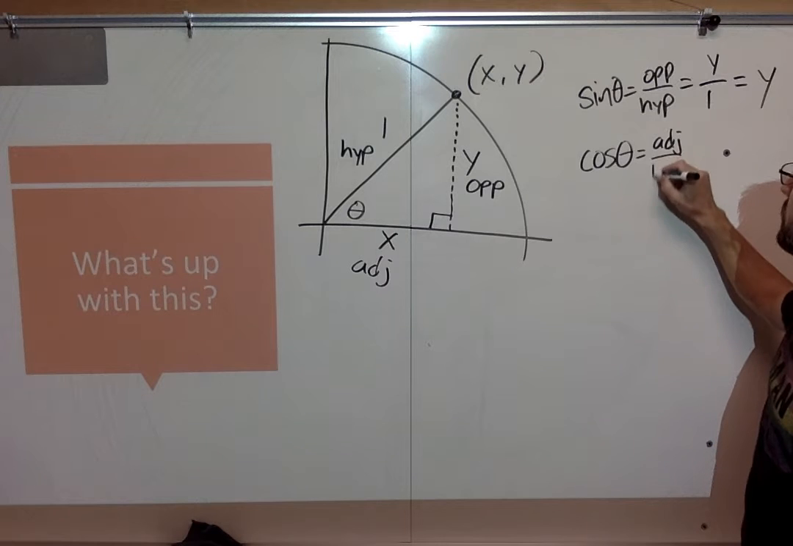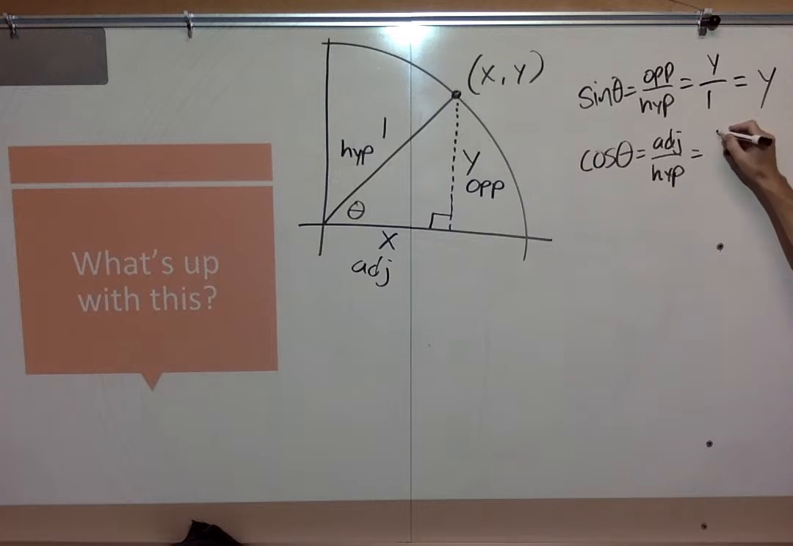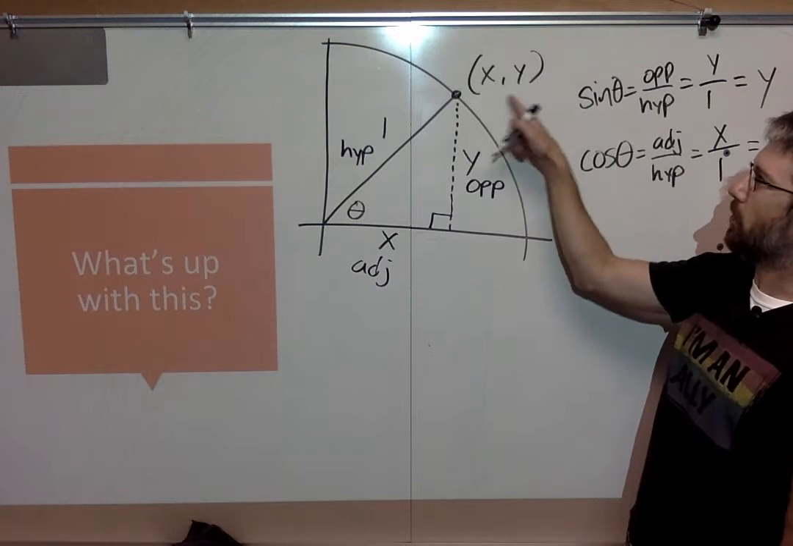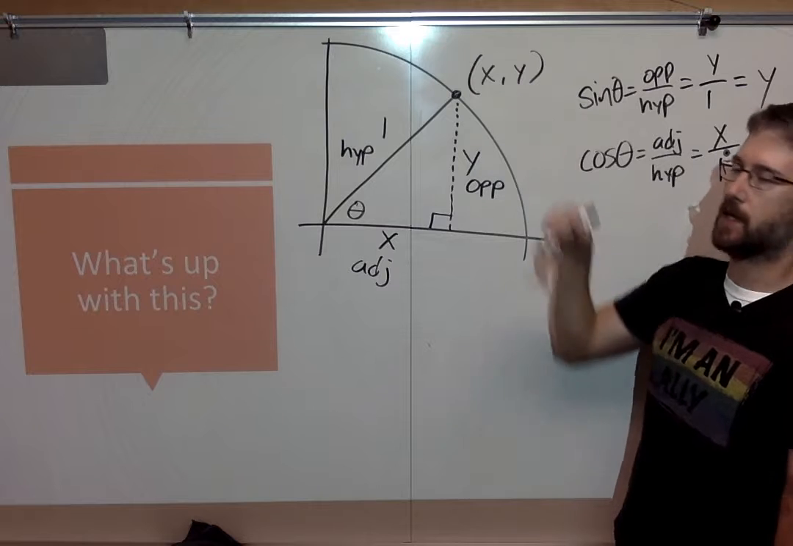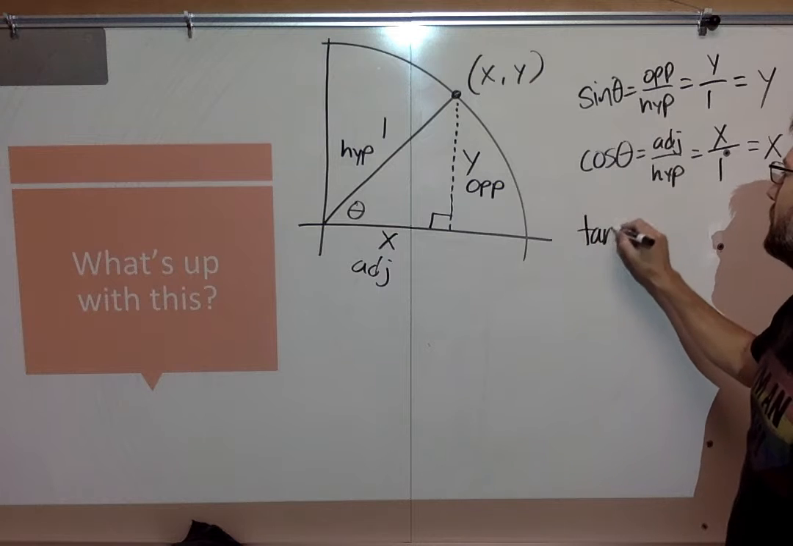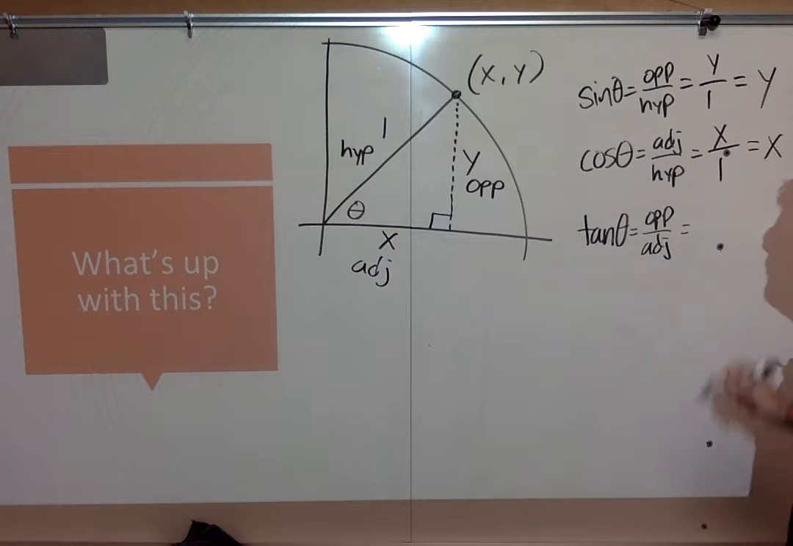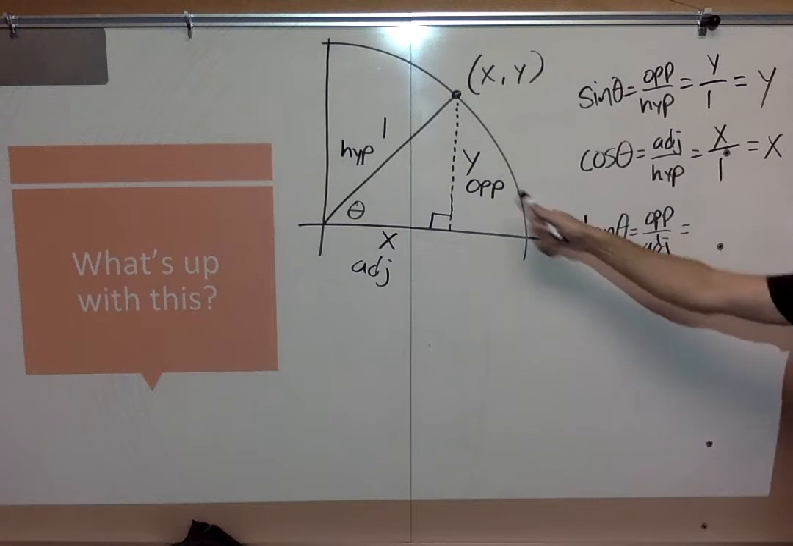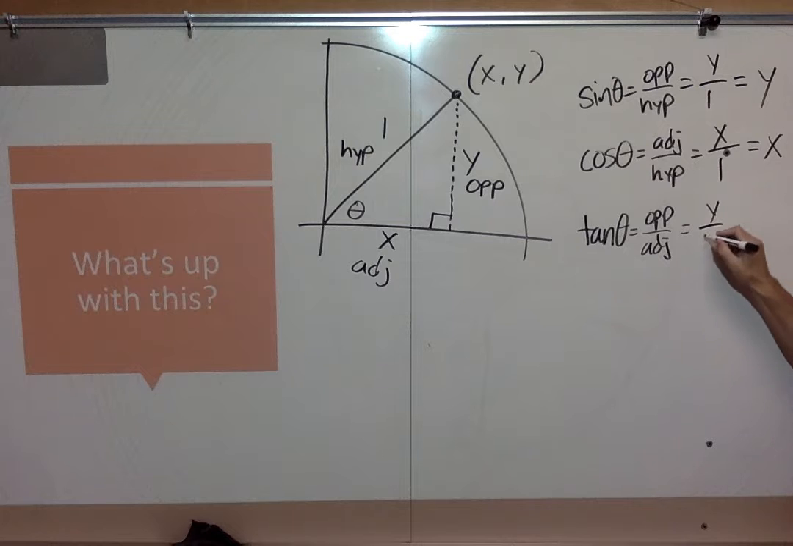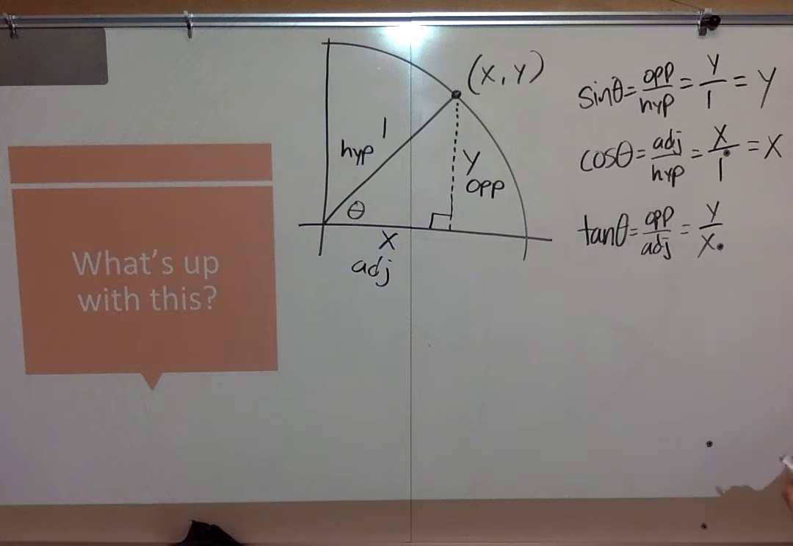Same thing with cosine. Adjacent over hypotenuse. The adjacent side is the same as the x-coordinate, and then the hypotenuse is always 1. Well, x over 1 is always going to just be x. So whatever this coordinate is, the x value tells you the cosine ratio. And then tangent's a little bit tougher because you got to do a little division. Tangent, opposite over adjacent. And that ends up being the y value over the x value. So no real shortcut there, but it is kind of handy for sine and cosine.